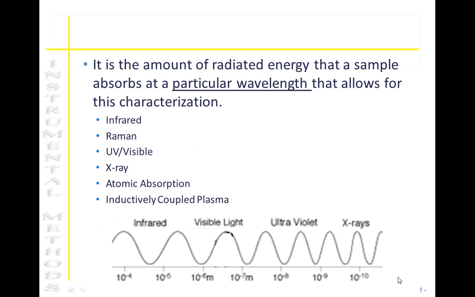It's the different types of radiated energy that a sample is going to absorb at particular wavelengths that allows for the various types of characterization that is performed by the different instruments, whether it be an infrared, a Raman, a UV visible, X-ray, atomic absorption, or an ICP spectrometer.